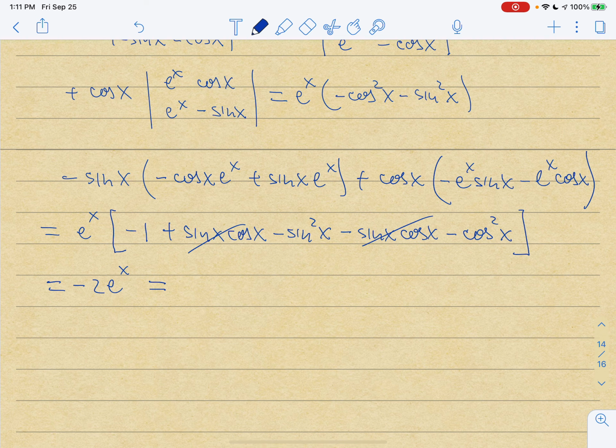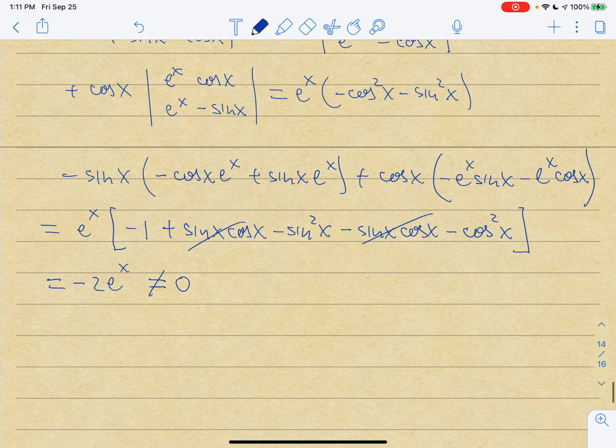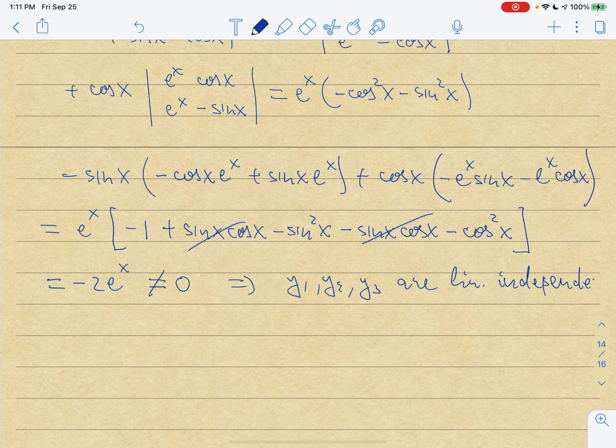So the Wronskian, in my case, is not equal to 0 because exponential can never be equal to 0. And so therefore, y1, y2, y3 are linearly independent. And so we're done because we verified what we were asked to verify.